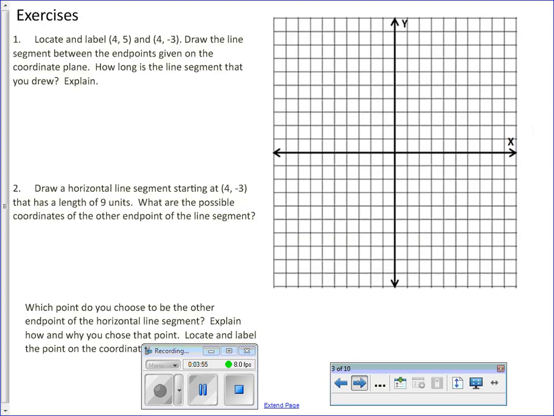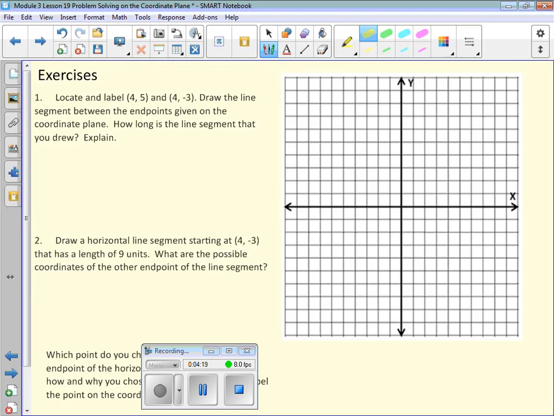All right, so number 1, locate and label (4, 5) and (4, -3). Draw the line segment between the endpoints given on the coordinate plane. How long is it? Well, right off the bat, by looking at my ordered pairs, is that a horizontal line or a vertical line? Is that horizontal or vertical, and why? Why do we know that this is a vertical line? So let's see if he's right. Go ahead and draw them. We have over 4, 1, 2, 3, 4, 1, 2, 3, 4. (4, 5). (4, -3). That created a vertical line. When your x coordinates are the same, it's a vertical line.